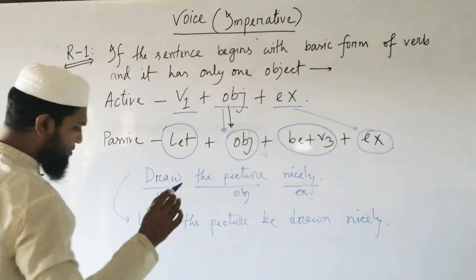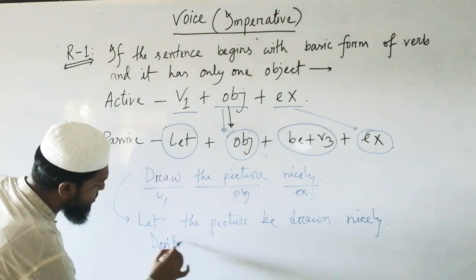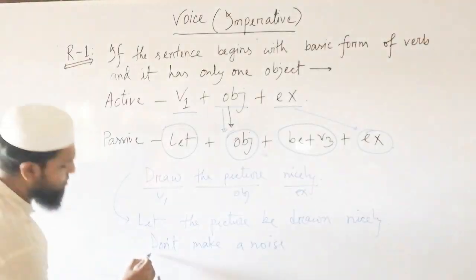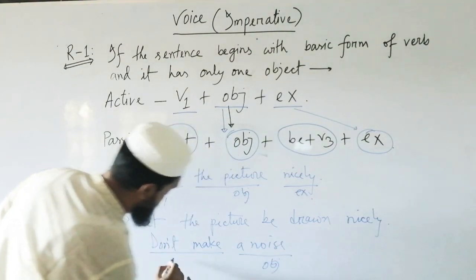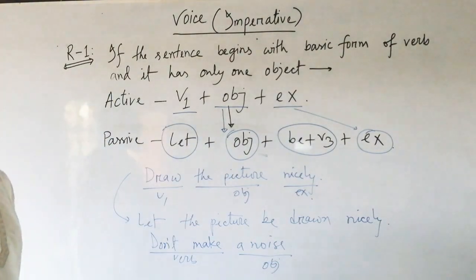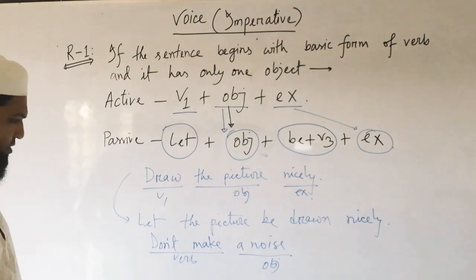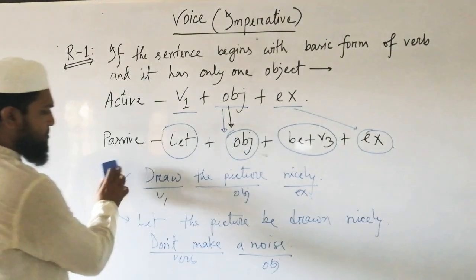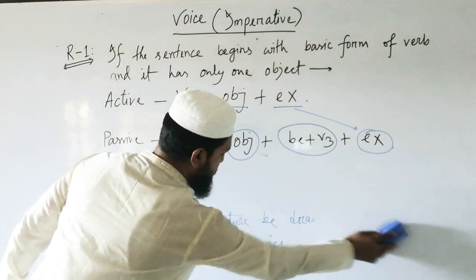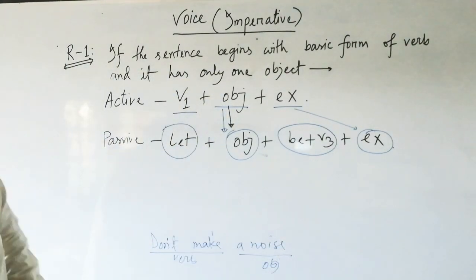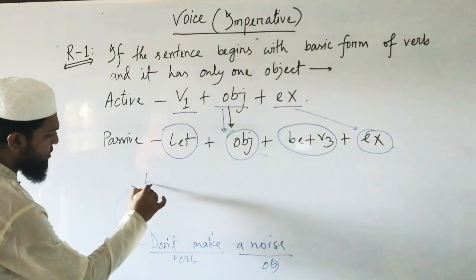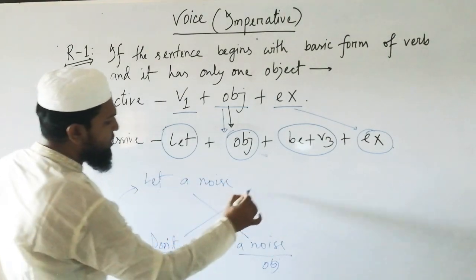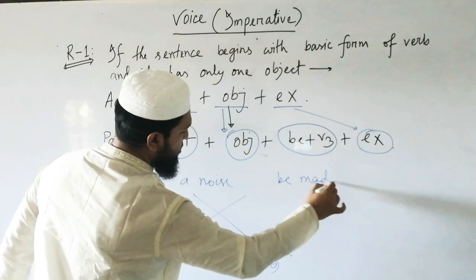Don't make a noise. Verb, object. What will I do now? Just see. At first I will use let. I have to erase it because there is no space here. At first I will use let, and then object, a noise, and be verb 3, be made.